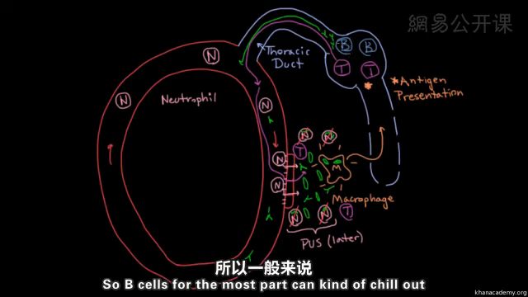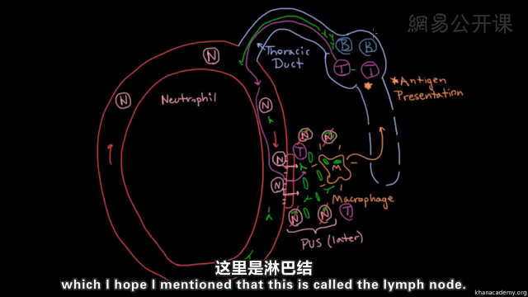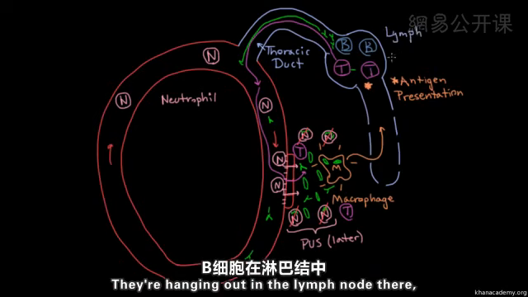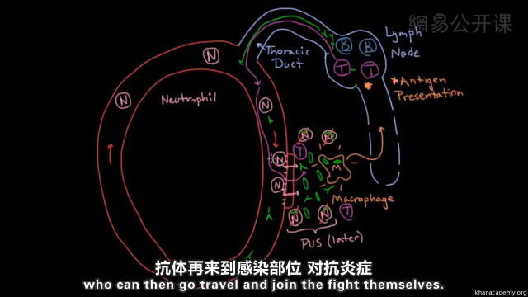So B cells, for the most part, can kind of chill out in the lymph node here, which I hope I mentioned that this is called the lymph node. If not, let me write that. They're hanging out in the lymph node there, pumping out these little antibodies who can then go travel and join the fight themselves.